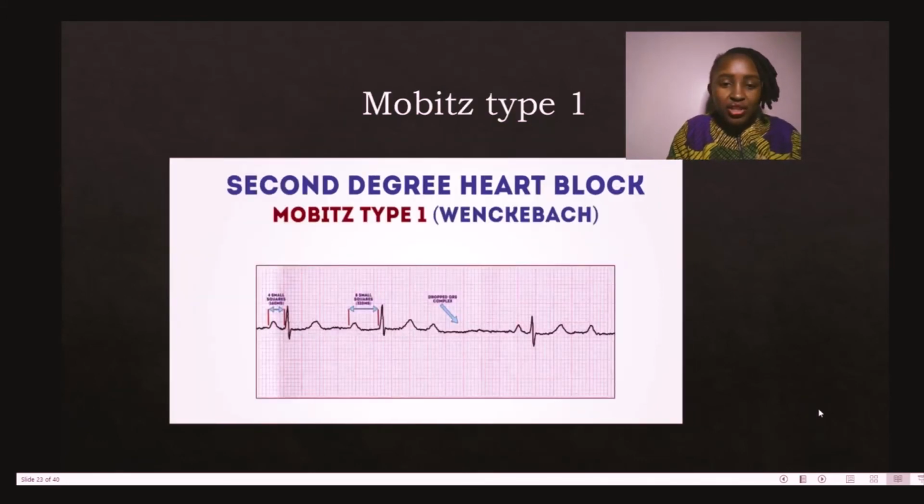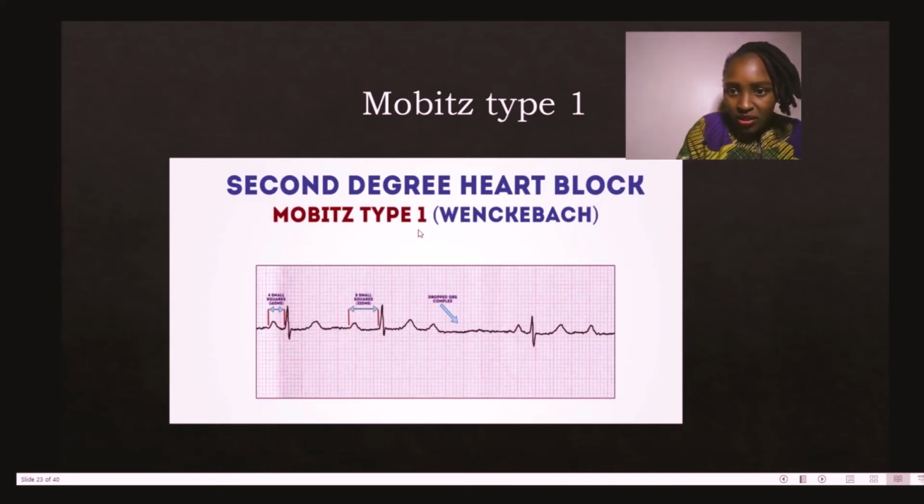So second degree heart block, or Mobitz type 1, is what is shown here. We have said that there is a prolongation of the PR interval until at some point the QRS will be dropped. So you see we started with a long, or a prolonged, 4 small squares. Remember it should be 3 to 4. This is within normal. Then it goes to 6 small squares, which is now prolonged.